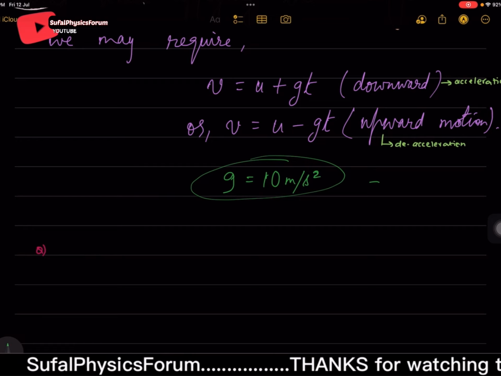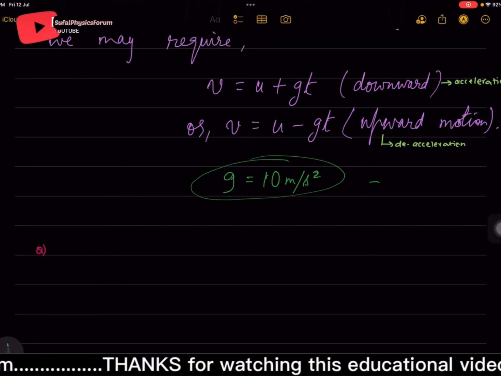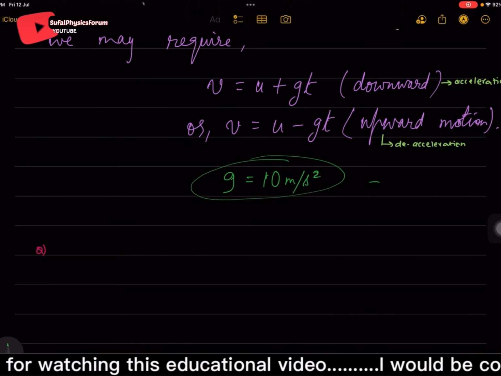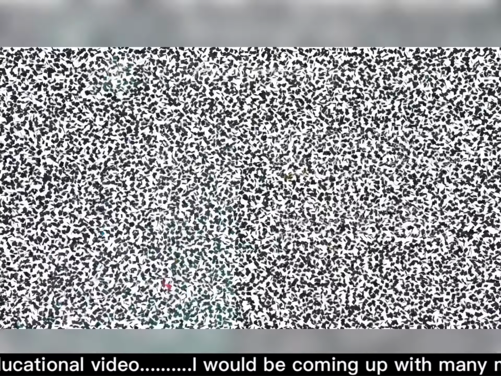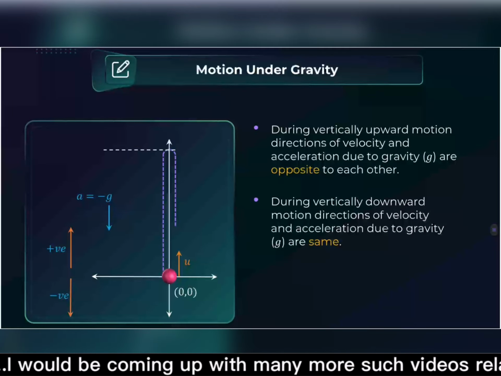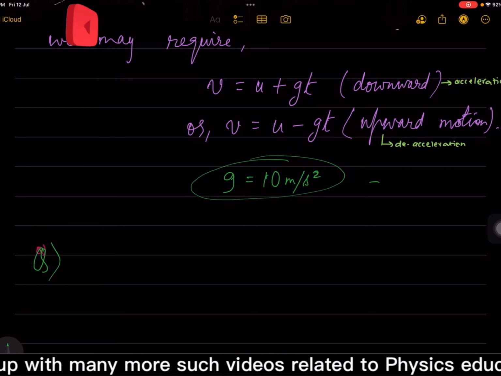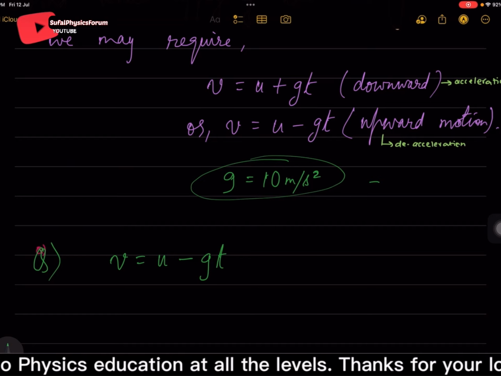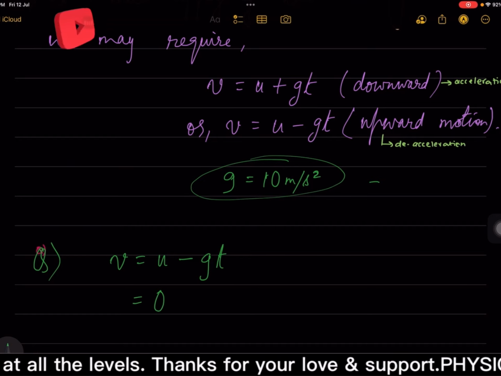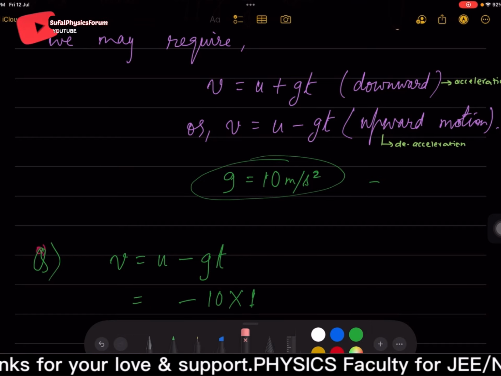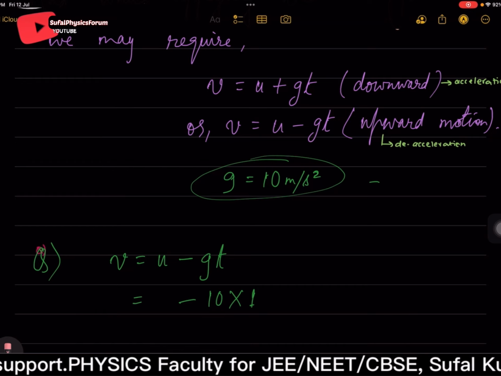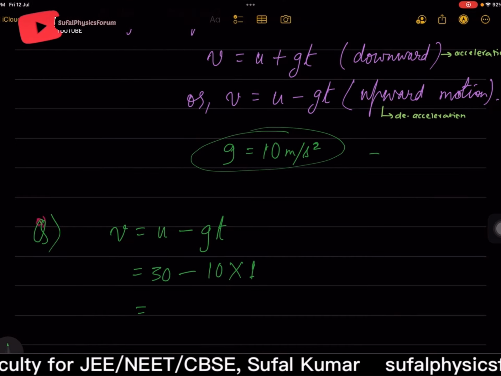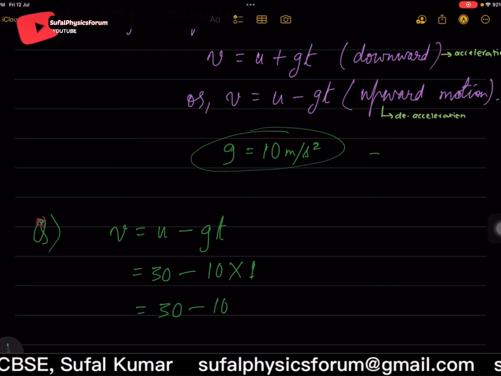At 1 second or at 2 seconds, how will you get these speeds? We could apply directly v is equal to u minus g t. u could be taken as 0. Initial was 30. So it will be 30 minus 10, that means 20.